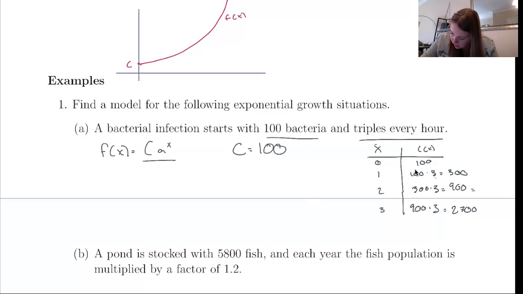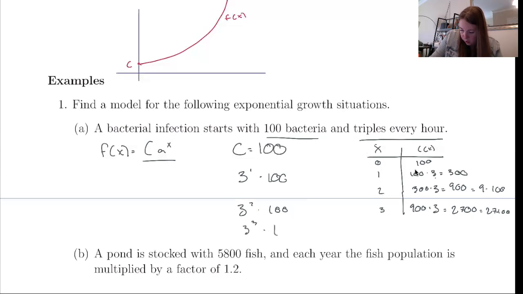And then the next one is like 9 times 100. And then it's 27 times 100. Oops, yeah, times 100. So 3 times 100, 9 times 100, 27 times 100. Do you see that this looks like 3 to the 1 times 100, 3 squared times 100, 3 cubed times 100? That's where exponential growth comes from, and that's where that growth factor comes from, that 3.